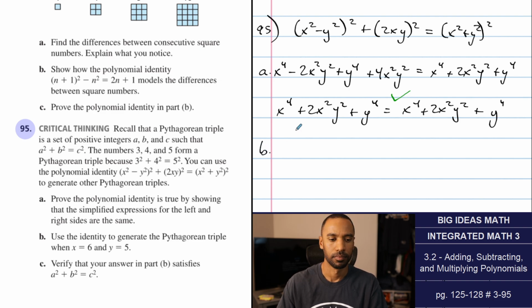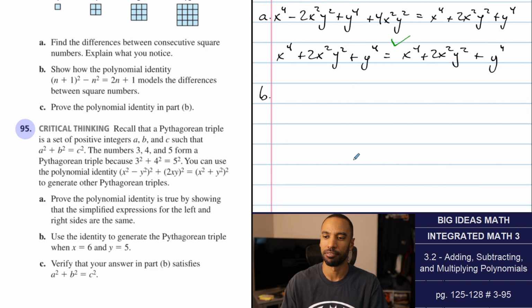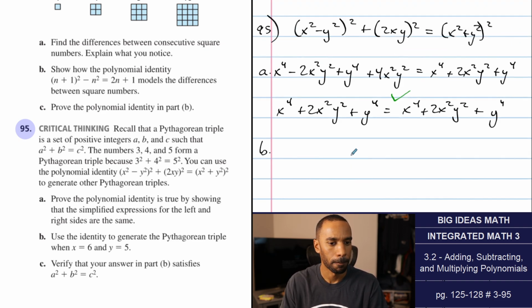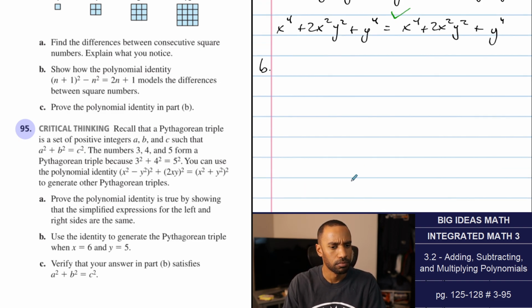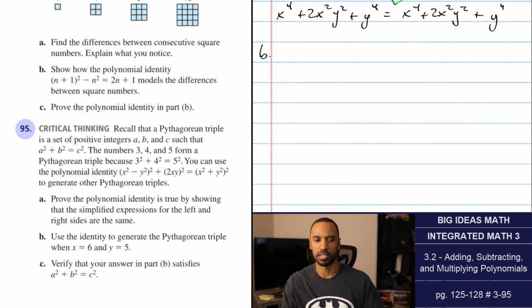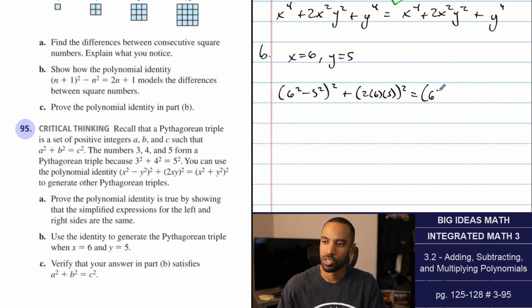Part B. Use the identity to generate the Pythagorean triple when x equals 6 and y equals 5. All right, do they want us to do the original one? So, or any of them? Oh, I guess the identity one. So when x is 6, y equals 5, let's check and see that (6 squared minus 5 squared) squared plus (2 times 6 times 5) squared equals (6 squared plus 5 squared) squared. I never knew that this works.